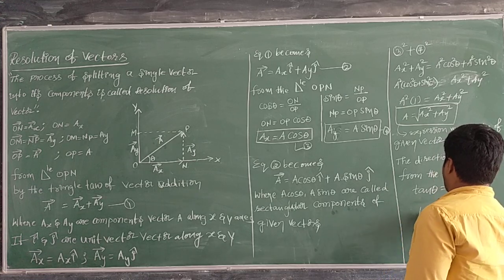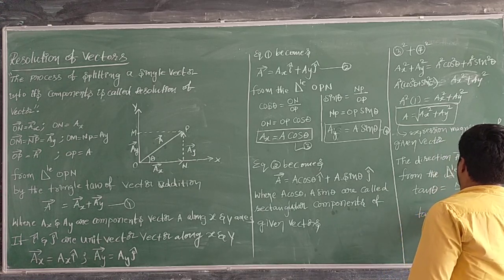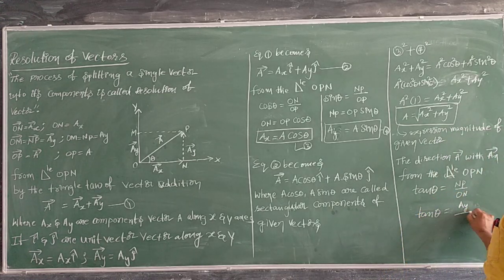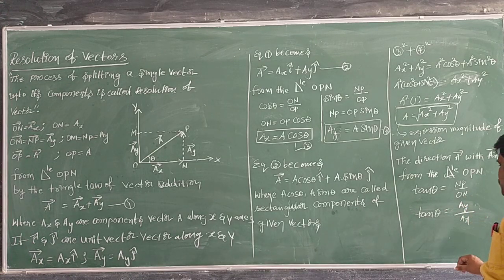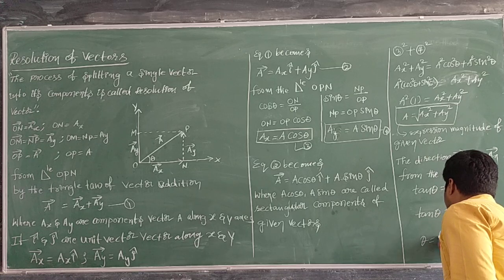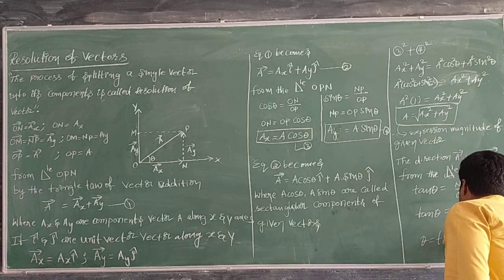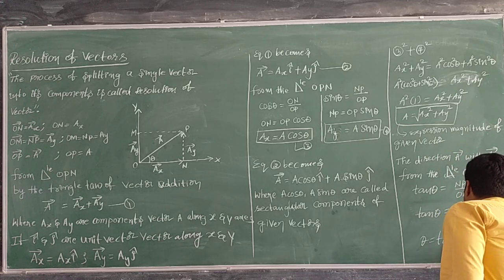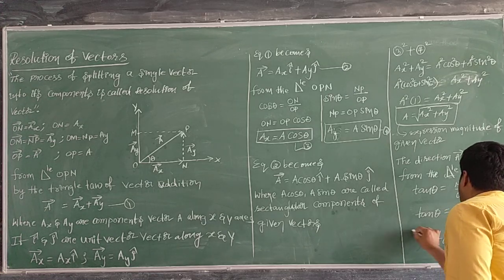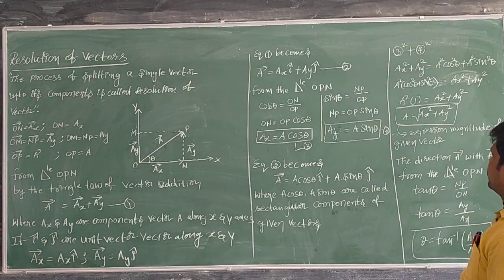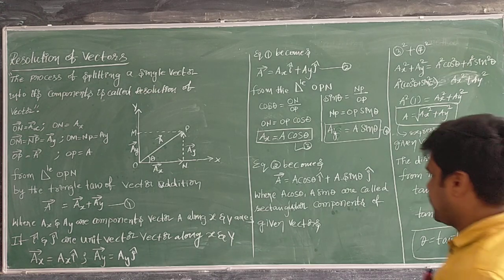Right, tan theta is equal to NP over ON, which is Ay over Ax. So theta is equal to tan inverse of Ay by Ax. By using this, we can find out the direction. Everything I have given here.